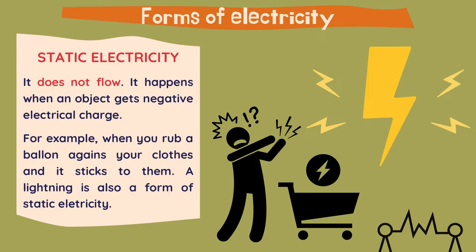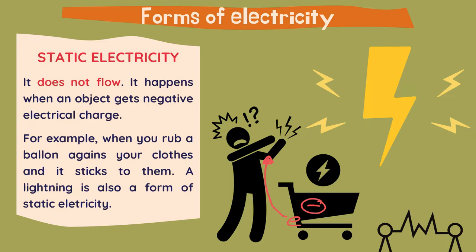Also, when you touch something or someone and you feel the electricity, that's because of static electricity. That object, for example, this tray, has negative electrical charge, and when you touch it, some electrons go to your hand or your body, and you can feel that electricity.